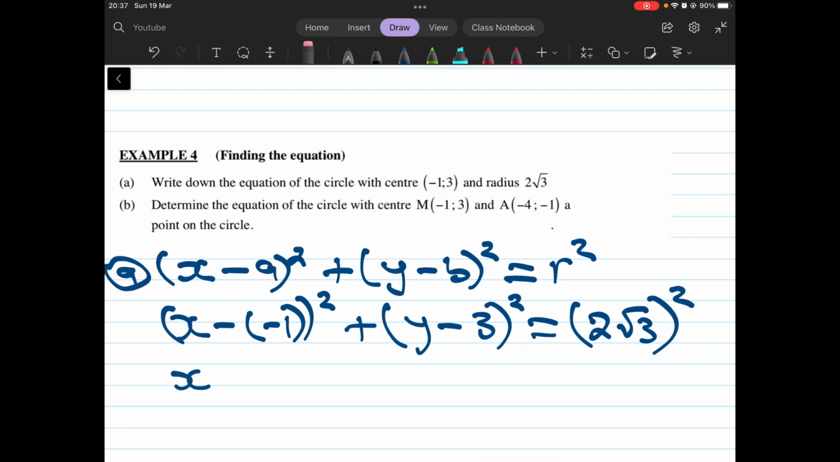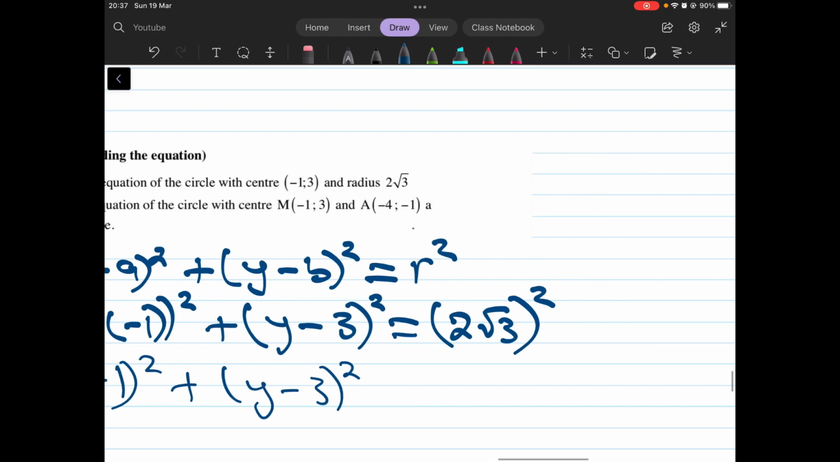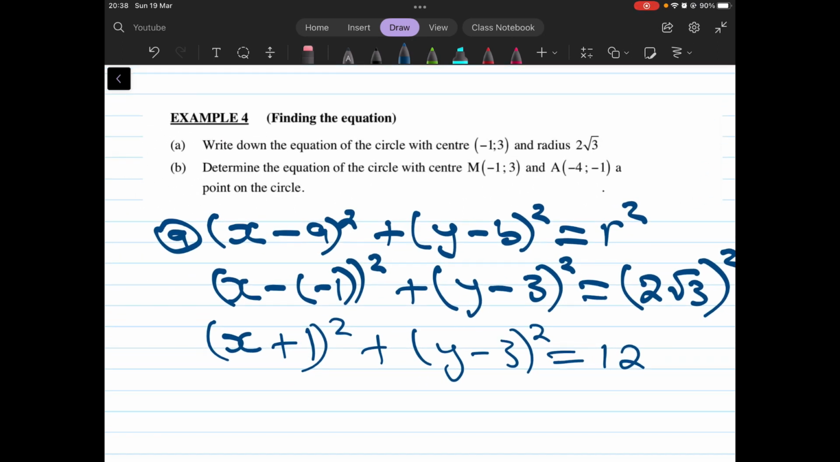And then now we just need to simplify everything. This is going to be y minus 3 squared. And then what you have on the right hand side, when you square everything, it's going to give you 12. Then you are done. That is the equation of the circle.